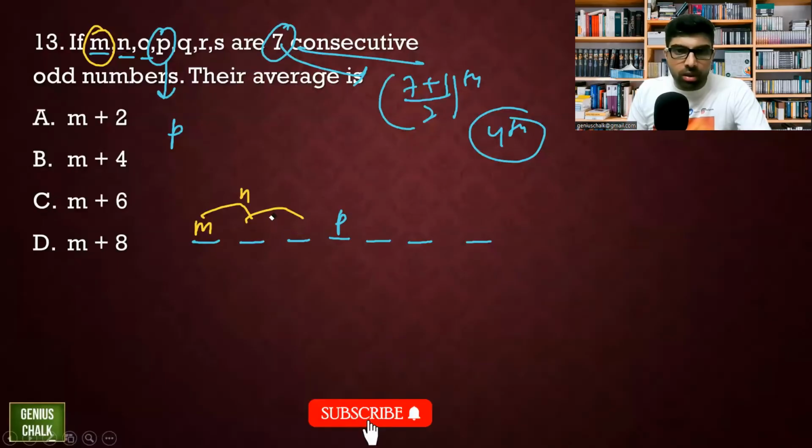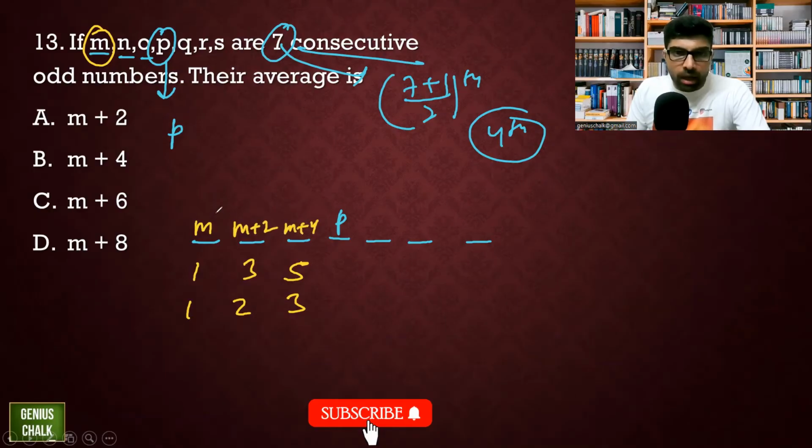For odd numbers, the difference must be 2, right? If the first odd number is 1, the next must be 3, then 5. Earlier I was doing it like 1, 2, 3, so that was wrong. Make sure you do not commit this mistake. So the next must be M plus 2, then M plus 4, as each odd number has a difference of 2.